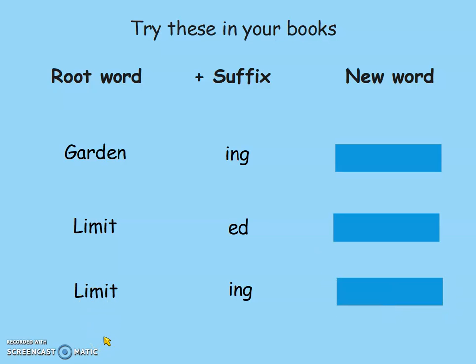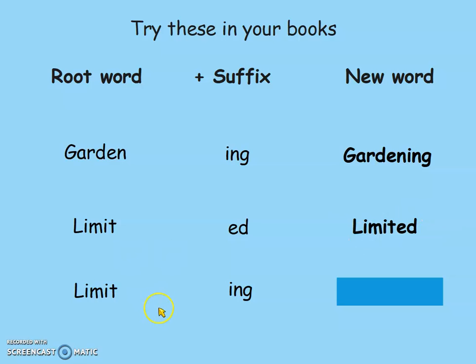Are you ready for me to reveal the answers? So the first one, we've got garden. Ing. Your new word is gardening. Next one, limit. Ed. Limited. And our final one, limit. Ing. Limiting. Give yourself a pat on the back if you got those.